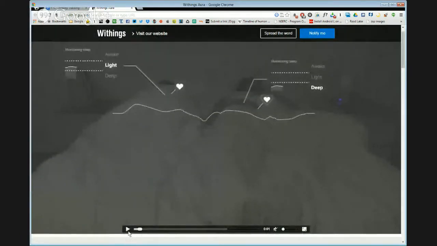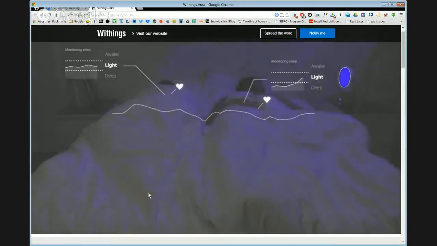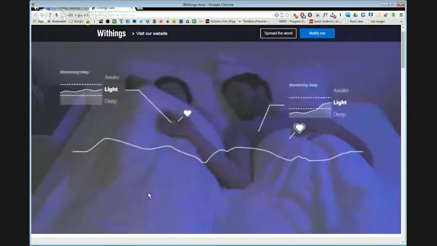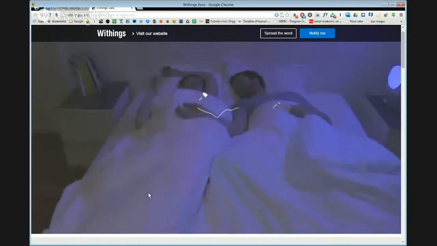So they have this video, and I'll just play it because why not? So basically, it tracks it. If you have two set up, it waits until both people are in light sleep mode before it turns on the blue light. And then obviously they wake up. Look how happy they are.